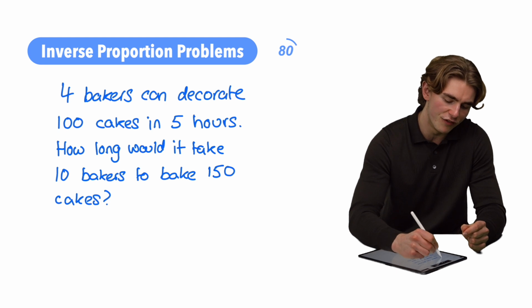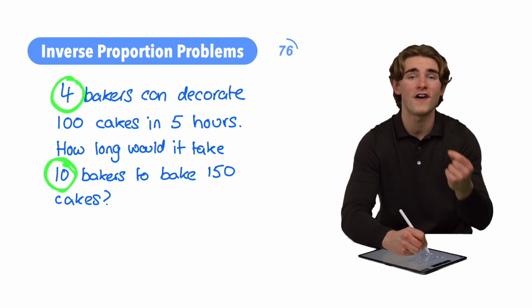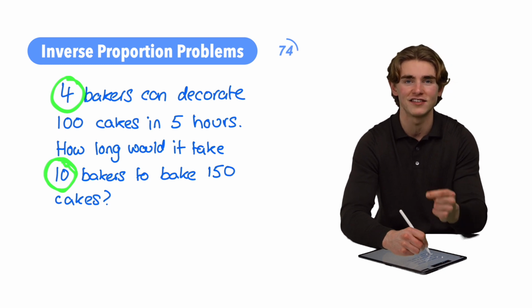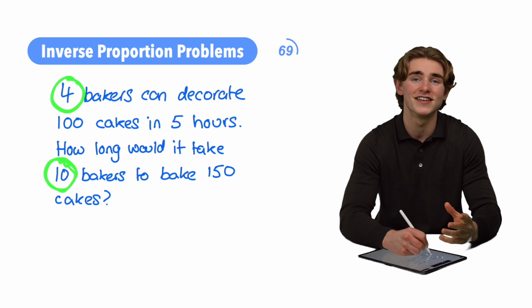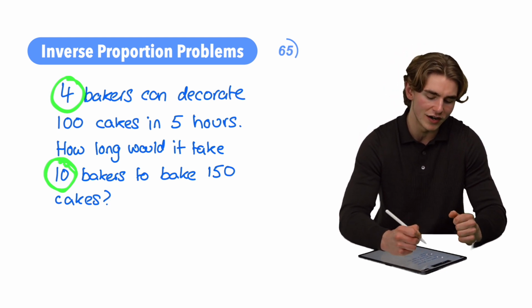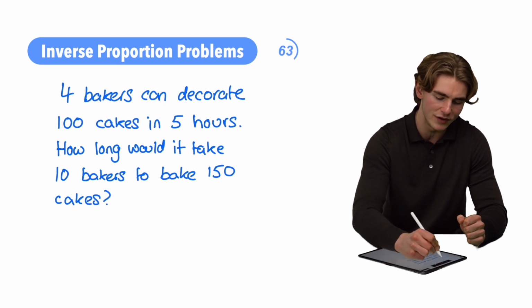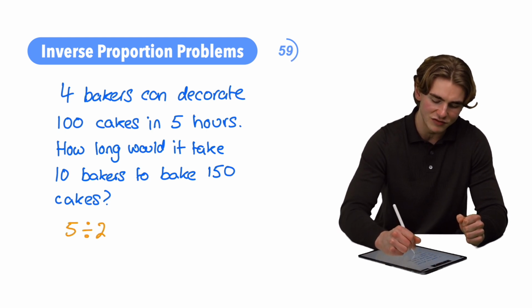We go from having 4 bakers to 10 bakers. In other words, we have 2.5 times as many bakers as before. You can do that by doing 10 divided by 4. And what that implies is that it's going to take 2.5 times less time to make those cakes. So we can start off by doing our initial 5 hours divided by 2.5, because we have 2.5 times as many bakers.